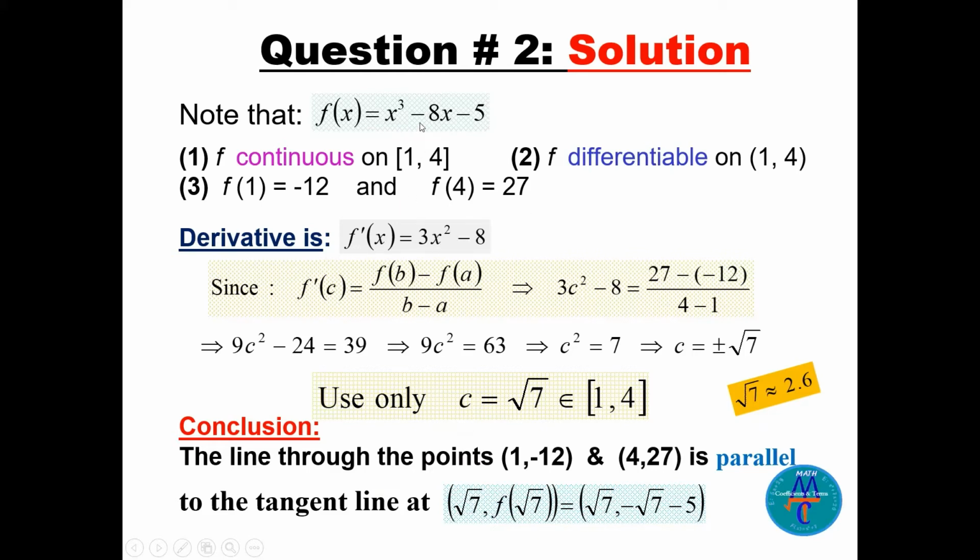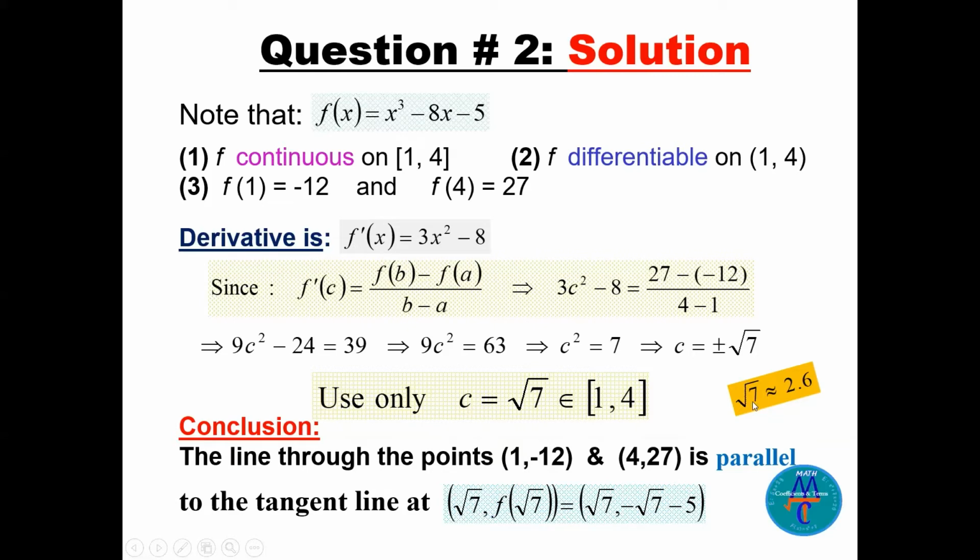Find the derivative, 3x squared minus 8. Now, the mean value theorem states that f prime at c is equal to f of b minus f of a divided by b minus a. We find here 3c squared minus 8 is equal to 27 minus 12, divided by b minus a, which is 4 minus 1. Simplify the whole equation. Multiply by 3 on both sides, you get 9c squared minus 24 is equal to 39. So 9c squared is equal to 63. Divide by 9, c squared is equal to 7, and c will be plus or minus square root of 7.